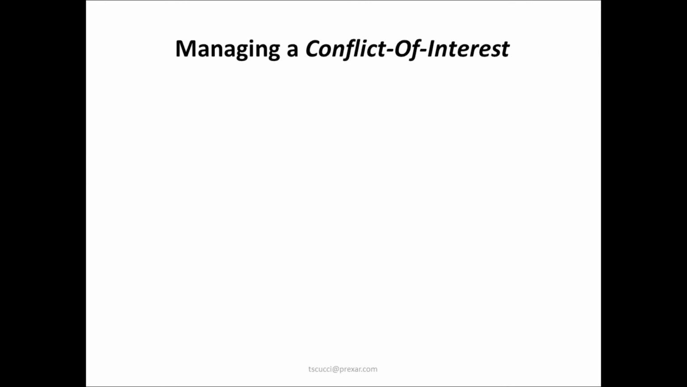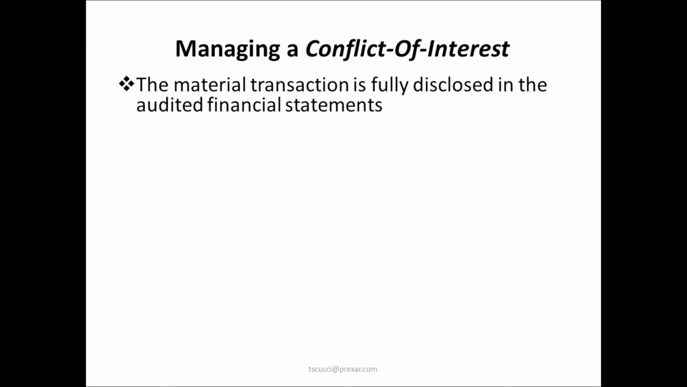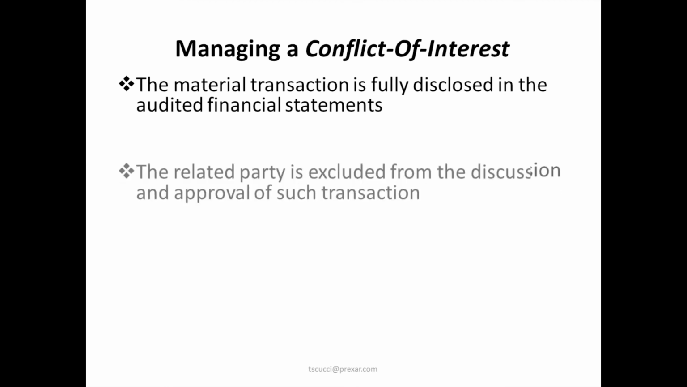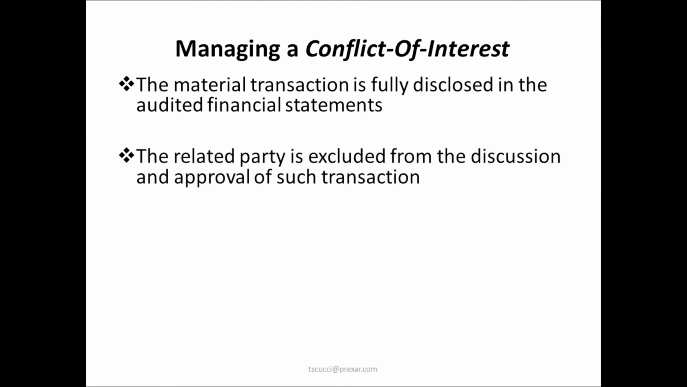Conflicts of interest can happen and they can be managed. It's always best to try to avoid them, but it's sometimes inevitable. The material transaction is fully disclosed in the audited financial statement. So you want to make sure that if you're managing a conflict of interest, especially around money, that it's disclosed when you do your audit. And it's out there, and you're simply saying, we looked at this, we're okay with it. We still believe we're acting in the best interest of our organization.